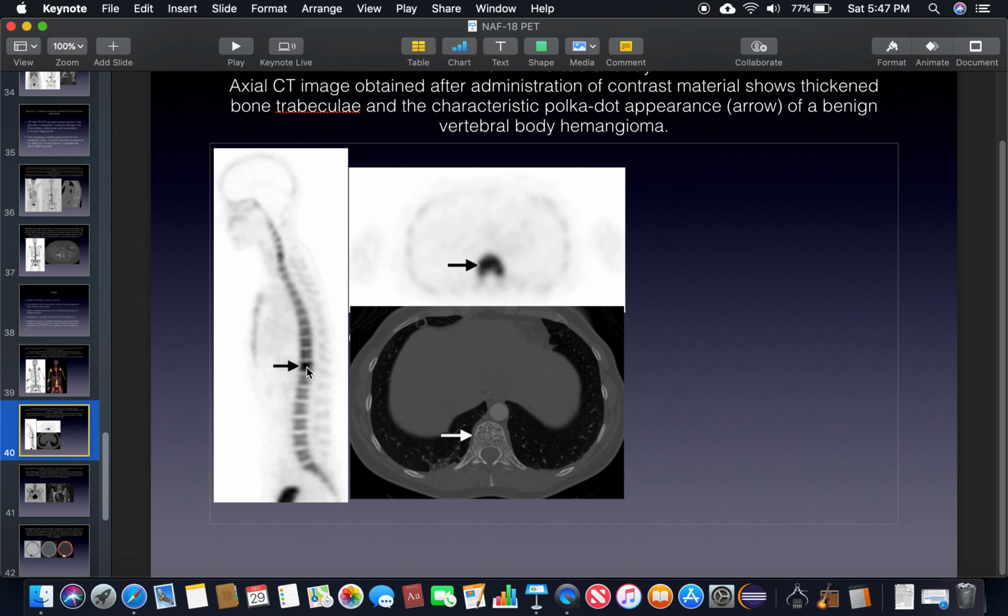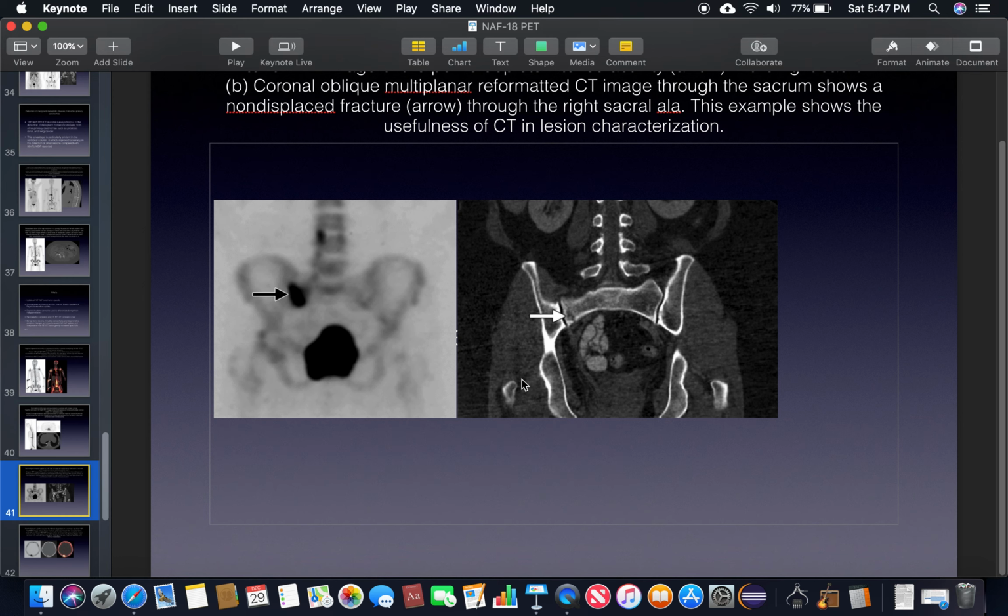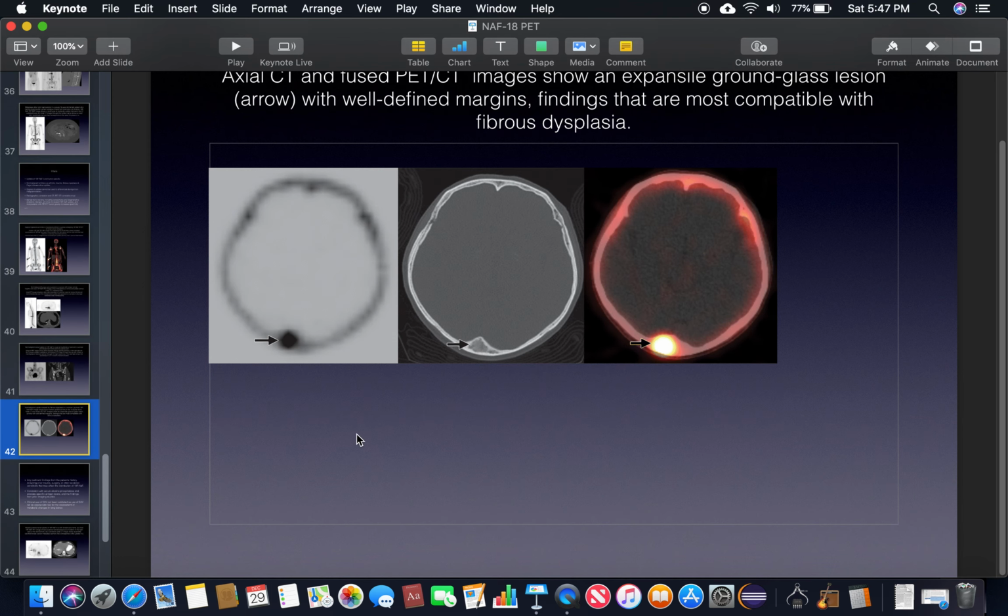This is an example of a patient who has on CT scan a typical polka dot appearance of a hemangioma with thickened bony trabeculae, but it is positive on sodium fluoride, and so you can't call it a metastatic lesion. Here's another example of a fracture involving the sacral area, which is very positive on the sodium fluoride, and this is something to be aware of. Another example, fibrous dysplasia on the CT scan, but intensely positive on sodium fluoride, and something to be aware of.